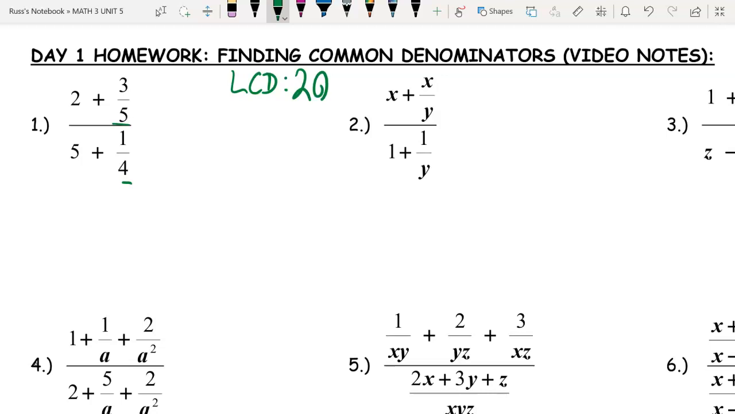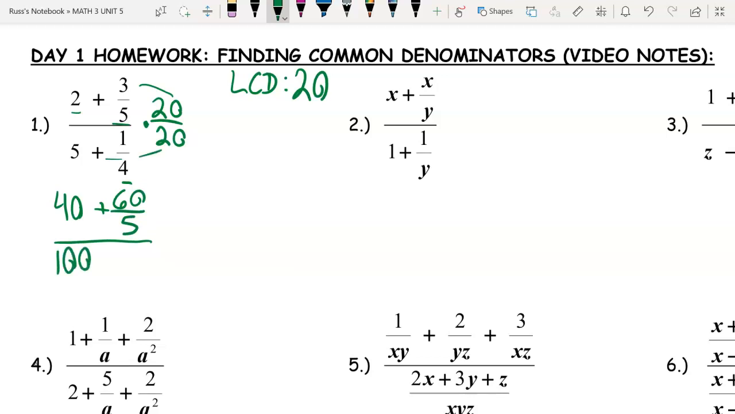Okay? So what I'm going to do is multiply the top and the bottom of this weird thing, this fractional fraction, or a division with fractions in it, by 20. So when I do that, I've got to multiply each piece by 20. So 20 times 2 is 40. 20 times 3 is 60. 20 times 5 is 100. 20 times 1 is 20.